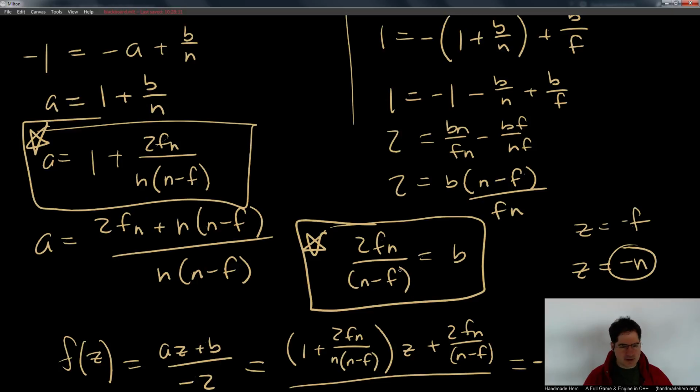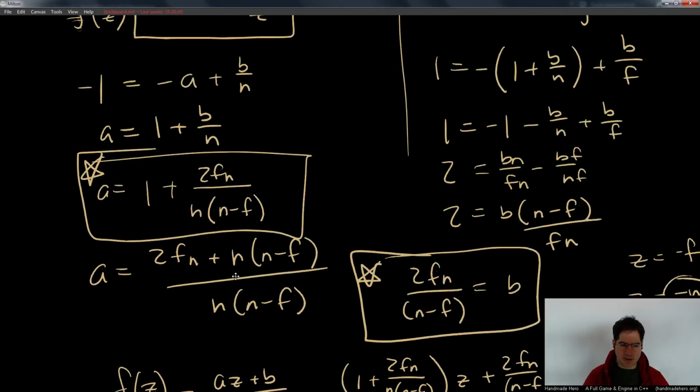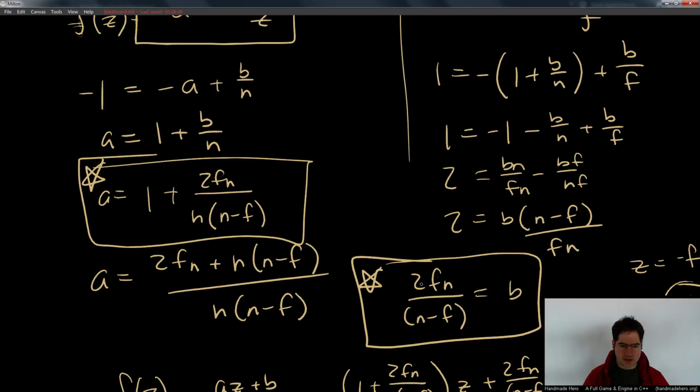Again, that looks pretty solid to me. I don't see the bug there. And if I don't see the bug there, I'm not going to see any bugs here probably, because this and this work together. So it would probably be very difficult to have a sign bug only in this one. But I guess you never know. So we'll keep going. So there's our 2fn over n minus f.